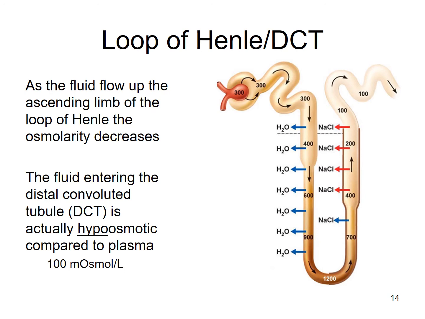Now, as the fluid moves back up the ascending limb, the osmolarity decreases because of all that sodium chloride that's leaving. And as I mentioned before, the fluid that enters the distal convoluted tubule is actually hypoosmotic compared to the blood plasma, and it's going to be at about 100 milliosmoles per liter.